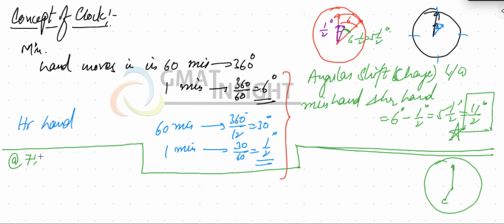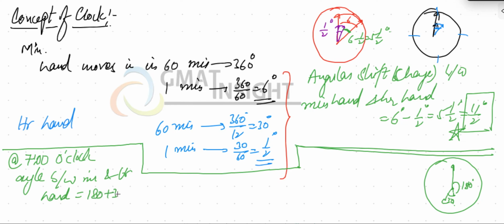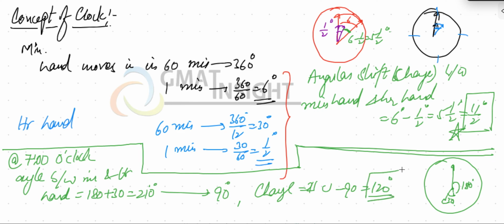So at 7 o'clock, the angle between the minute hand and hour hand can be represented by C. This is 180 degrees and this is 30 degrees. So 180 plus 30 is equal to 210 degrees. Now, eventually in this question, we want the angle to come to 90 degrees. That means the angular change that we are looking at is equal to 210 minus 90, which is 120 degrees.